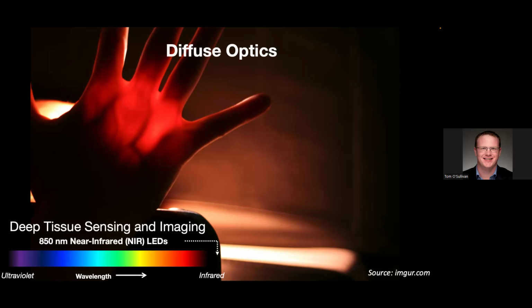So, I'm sure this is a review. Hemoglobin is very strongly absorbing in the visible spectrum. It's least absorbing in the red, and that's where we operate, in the red to near infrared. What else do you see in this picture?